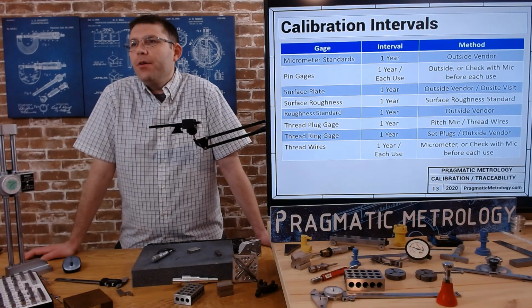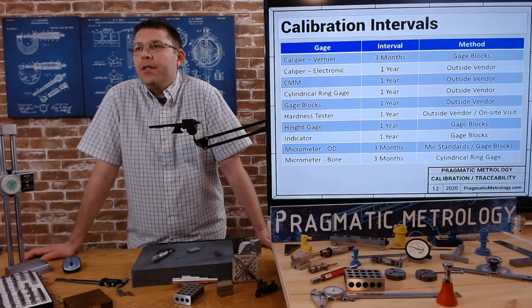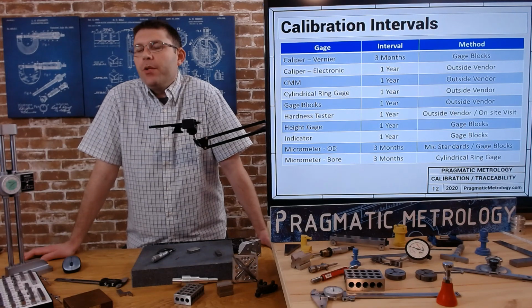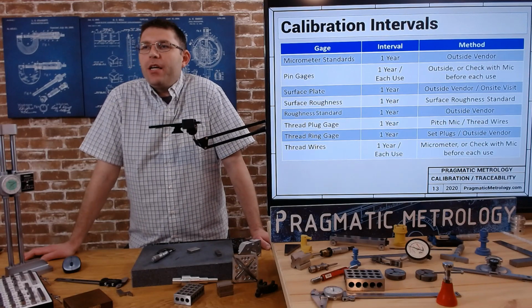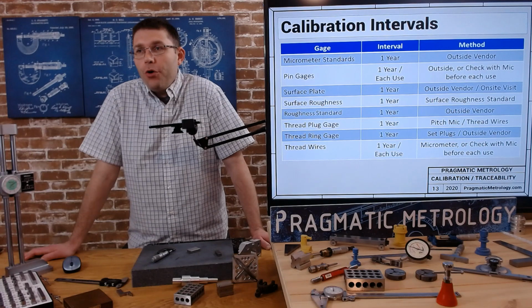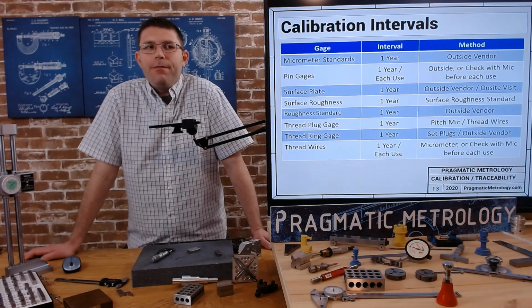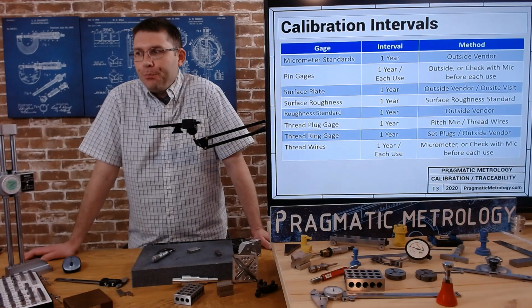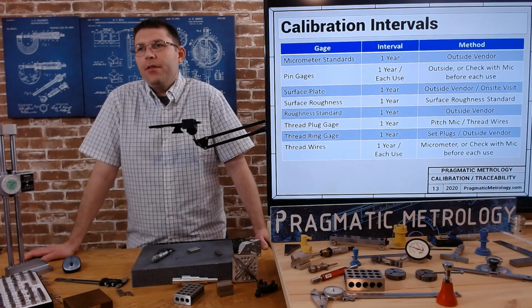So for methods, you either got outside vendors, or different methods you can do in-house. Let me flip back to the first page. Most of these are gauge blocks, outside vendor gauge blocks. Mic standard is like a gauge block. Cylindrical ring gauge for bore mics. And sometimes you can check pin gauges and thread wires with a mic before you use them. Thread plug gauge, you can check with a pitch mic, or thread wires and an OD micrometer. Thread ring gauges, you can do an outside vendor or a set plug. And for thread ring gauges, I typically do an outside vendor because they really have most of the plugs anyway, and they have the expertise to really get that right, that tightness feel. So I like to send those out too.